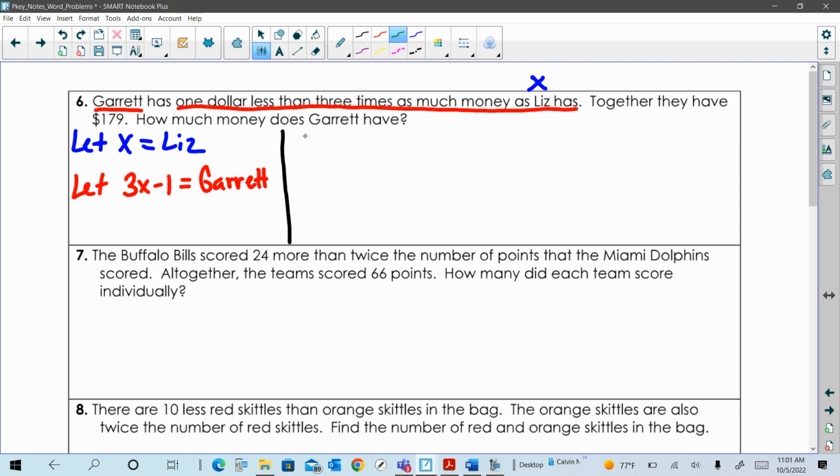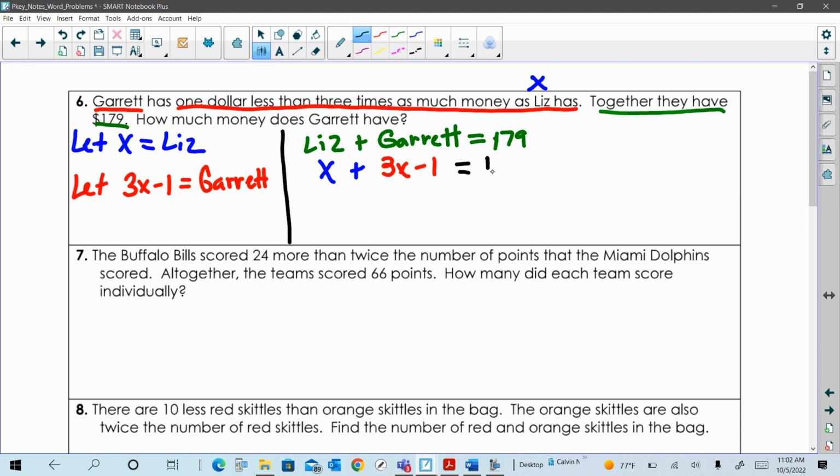Now, second sentence. Here we go. Together, they have $179. So that means Liz's amount plus Garrett's amount is a total, equals 179. So let's just substitute what we have. What's representing Liz? So there's my x plus, what do we have representing Garrett? 3x minus 1. There we go, 3x minus 1. Now it's going to equal 179. We have written our equation. We set up the equation. Now we need to solve the equation.